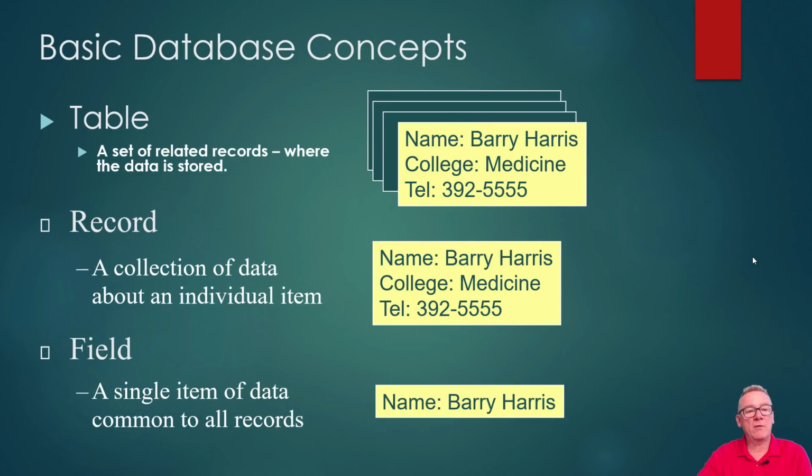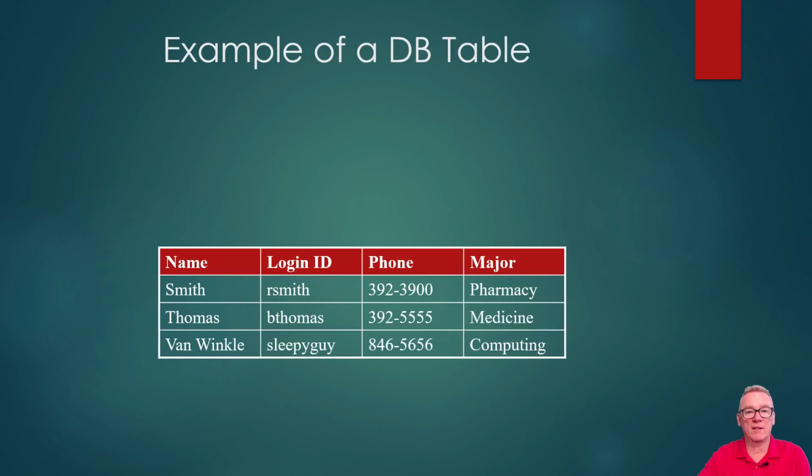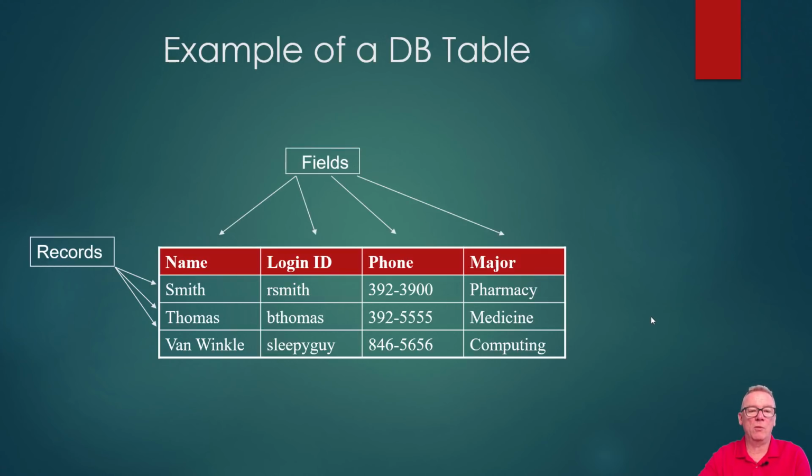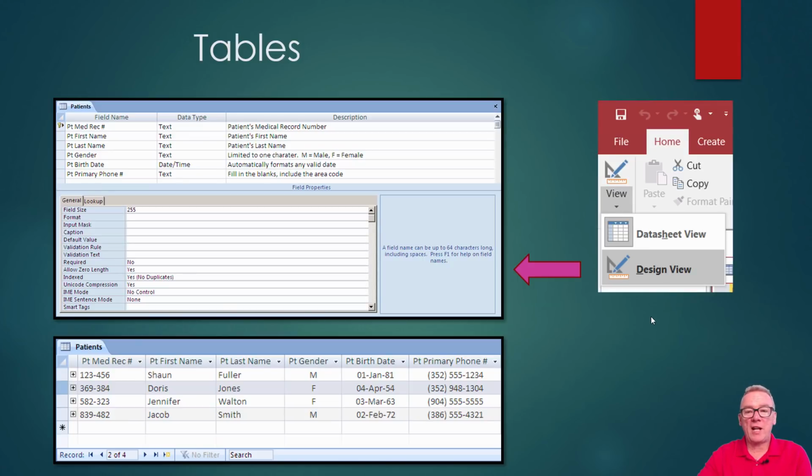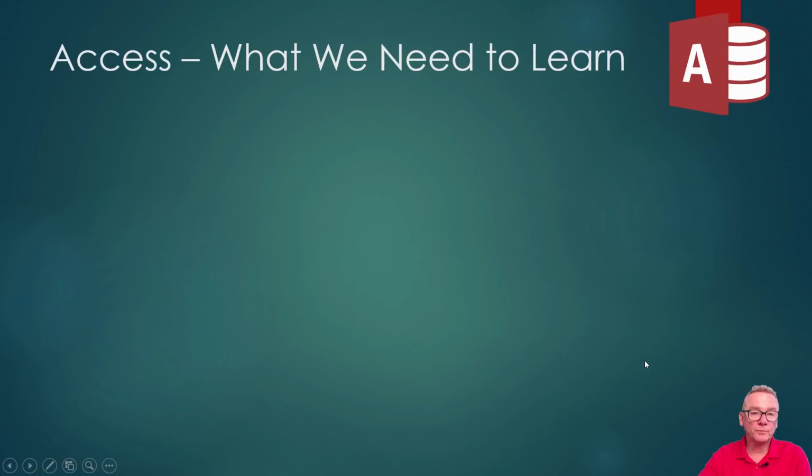And as we discussed previously, databases have a structure where there are tables of grouped related items, records, which have the details for one particular item, and those individual details are called fields. So here's an example of a database table. We have records, which are the rows. So we have a row for Smith, a row for Thomas, a row for Van Winkle. So they are your records. The fields are the columns in the database table. So they're the individual items that we're storing for each record. So tables are set up in design view as we discussed, and then once that's done, you can go to Datasheet view, and it's a lot like using a spreadsheet.